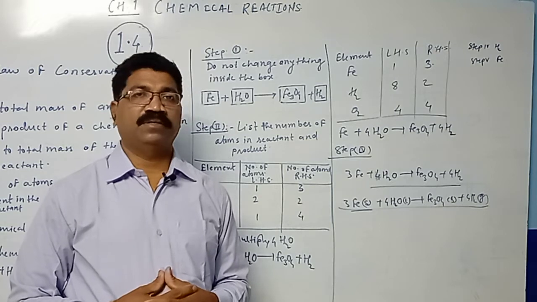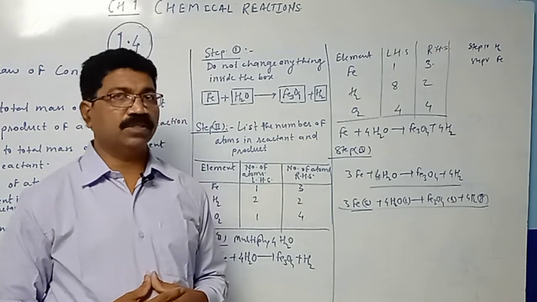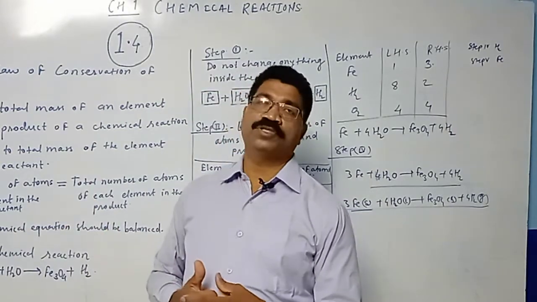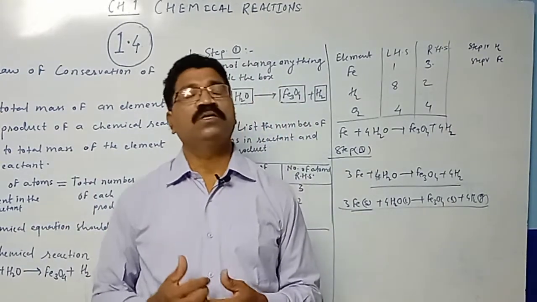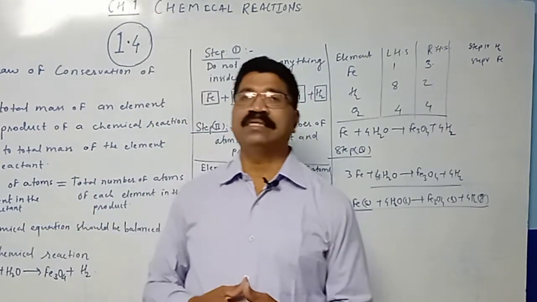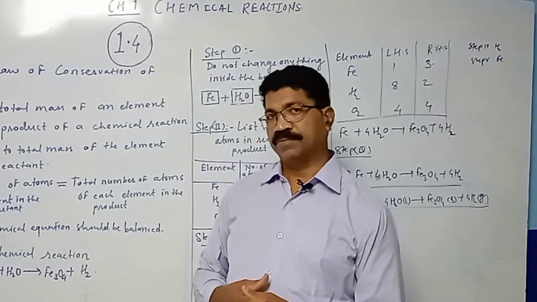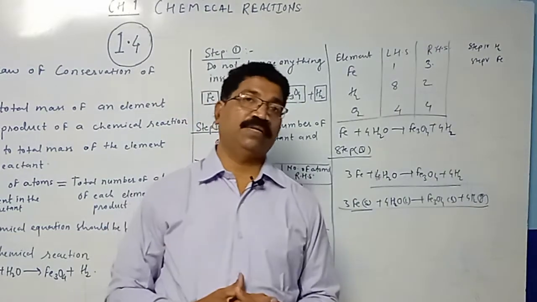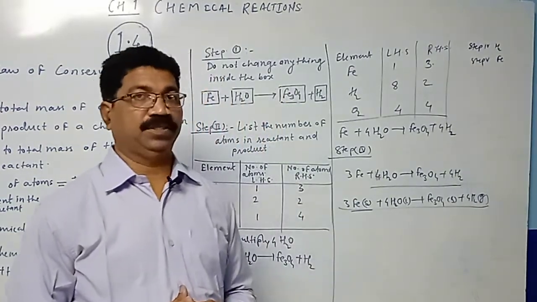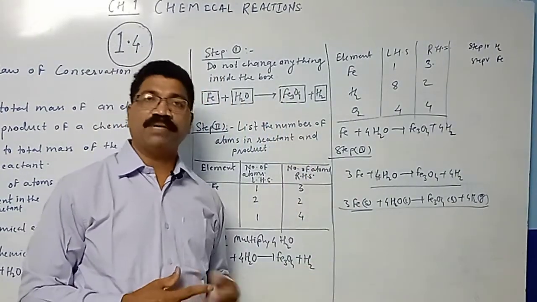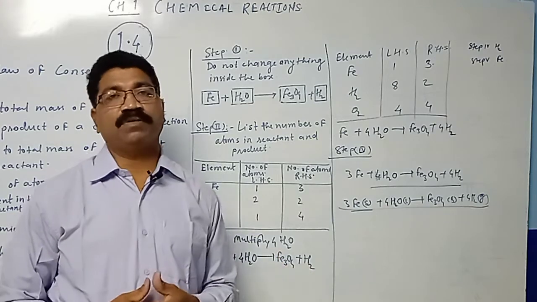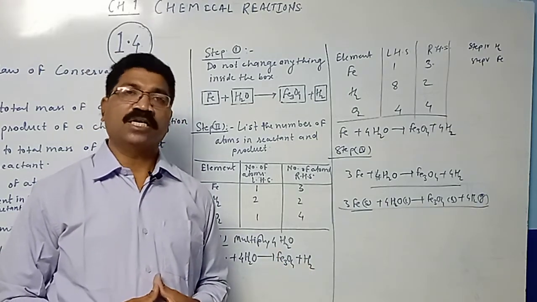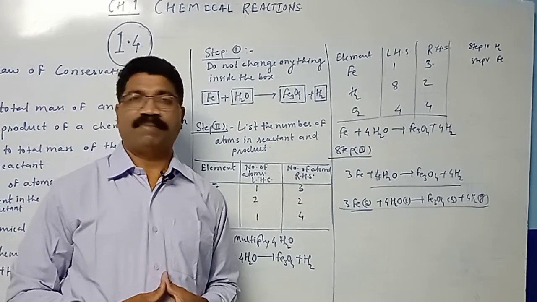Okay, and complete your homework. So what is the homework? Explain the law of conservation of mass, or why we should balance the chemical equation. Okay, so you have to write this one. Then explain the steps in balancing the chemical equation. You have to explain all the steps, keeping one example with you, and explain all the steps of writing the chemical equation. Okay, bye students.